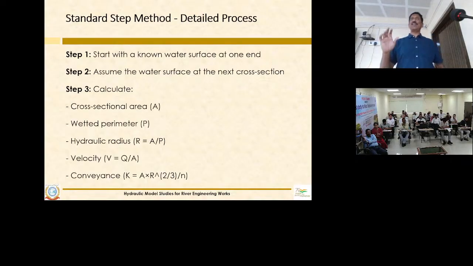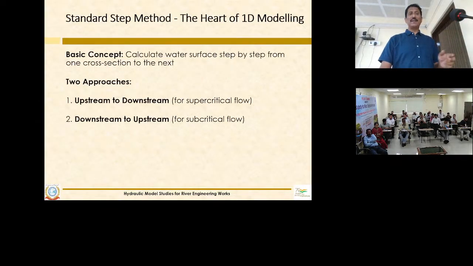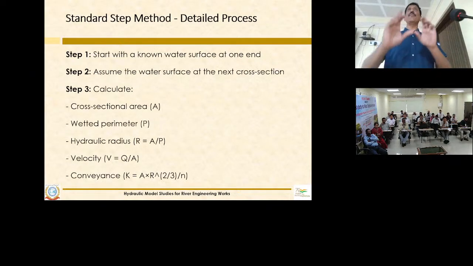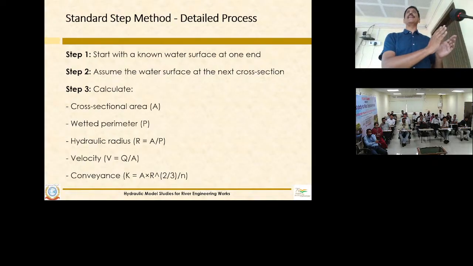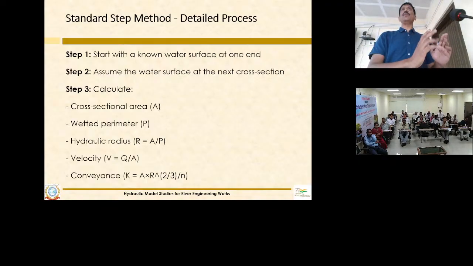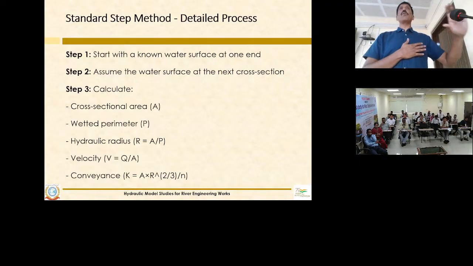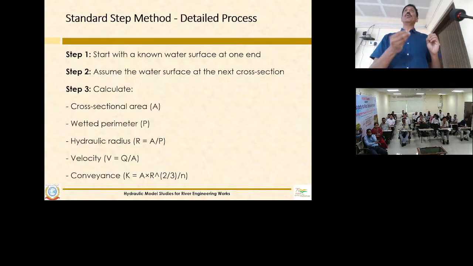Then the standard step method is very simple. What it is basically saying is, start with the known water surface. Upstream or downstream, the boundary condition is there. So we are specifying a certain depth at a particular section. The last section of the model, suppose it is subcritical flow. Now at the last section, you are specifying some depth. That is called the boundary condition. So you will say compute using a normal depth. Normal depth means HEC-RAS software will do the calculation based on the n values. It will come up with some depth. That depth will be your known depth.